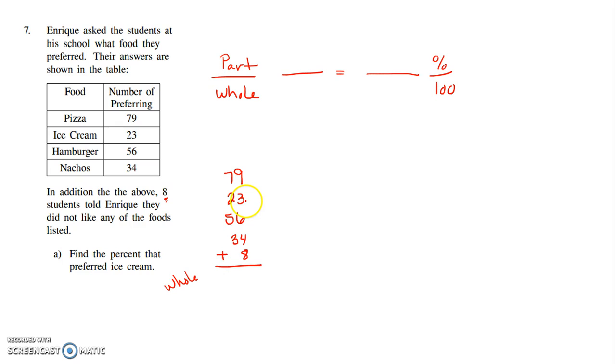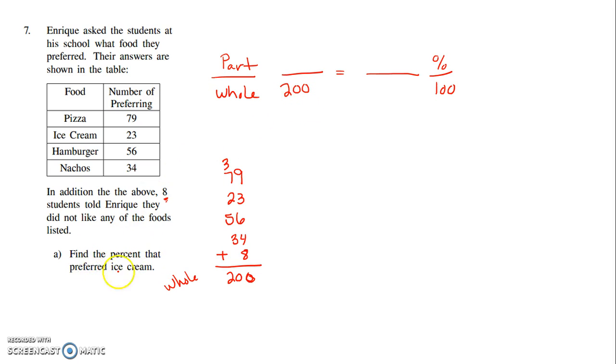9 plus 3 is 12, and 6 more is 18. 18 and 4 is 22, and 8 more is 30. Put down a 0, carry a 3. 7 and 3 is 10, plus 2 more is 12, plus 5 more is 17, plus 3 more is 20. So when you add all those numbers together, the entire number of students asked, there were 200 students asked.